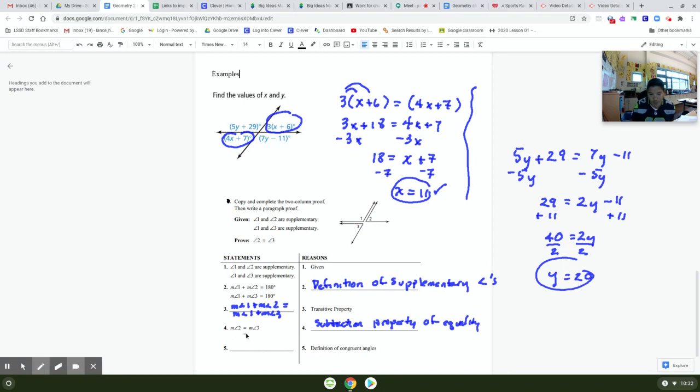trying to prove. Just to double check, the statement previous to that is the measure of angle 2 is equal to the measure of angle 3, and what we wanted to prove is that angle 2 is congruent to angle 3. If the measures are equal, then the angles are congruent. That's the definition of congruent angles. Angle 2 is congruent to angle 3. And then we're done.